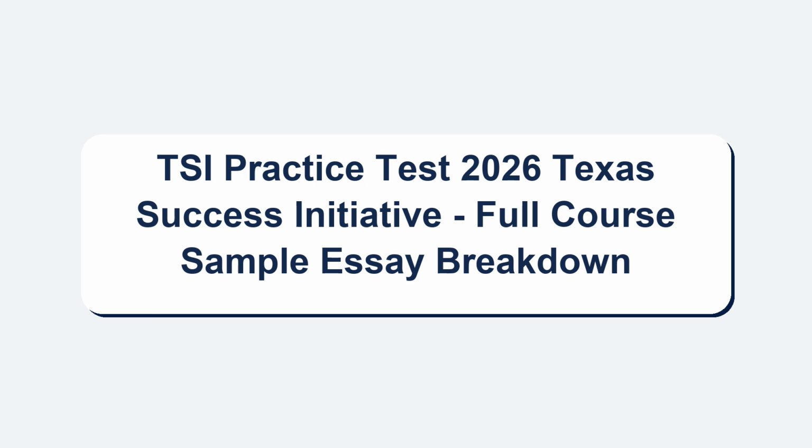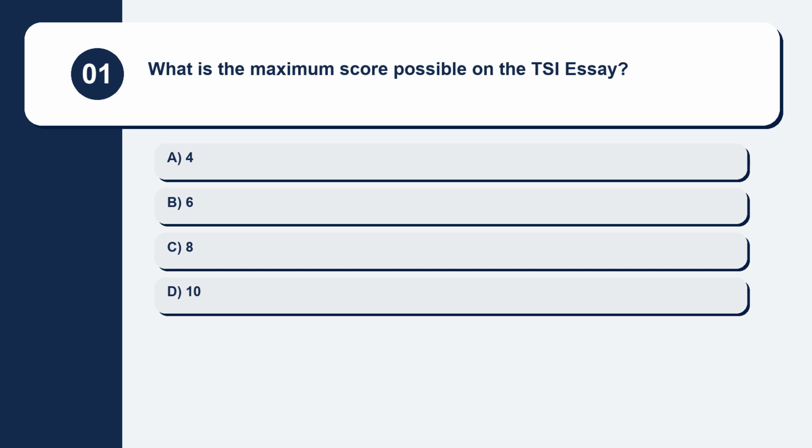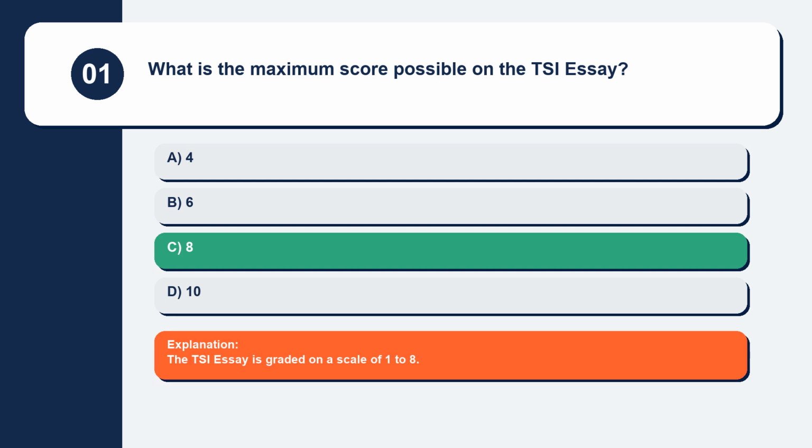TSI Practice Test 2026, Texas Success Initiative, Full Course Sample Essay Breakdown. Question 1. What is the maximum score possible on the TSI essay? 4, 6, 8, 10. The TSI essay is graded on a scale of 1 to 8.